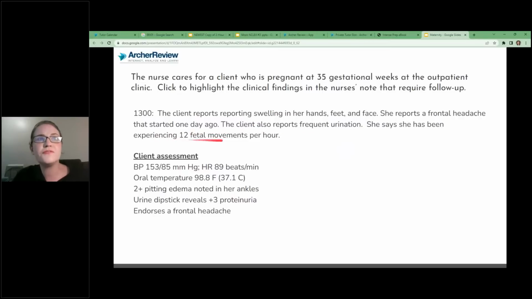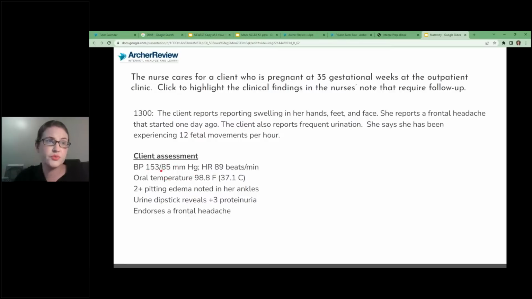What about 12 fetal movements per hour? Remember what I said about those fetal kick counts. Is 12 movements an hour good or is it not good? It's an active baby. That's good. Yeah, if you have at least 10 movements per hour, you got a good, healthy baby. So what you want to highlight here is the swelling in her hands, feet, and face, and the frontal headache. That's what's abnormal. So let's go ahead and look at the client assessment next.